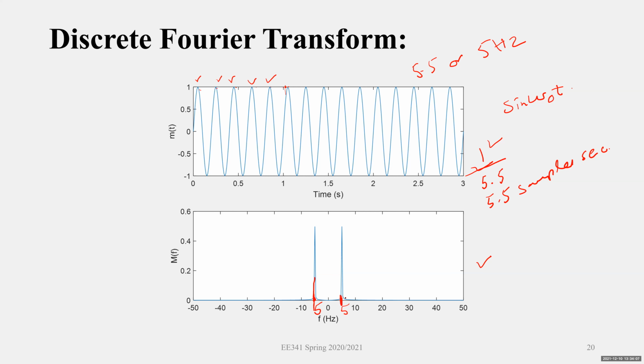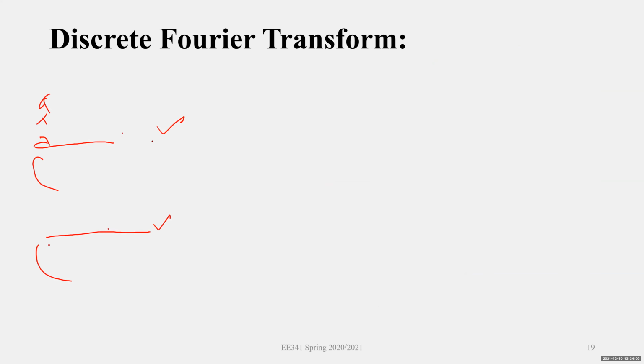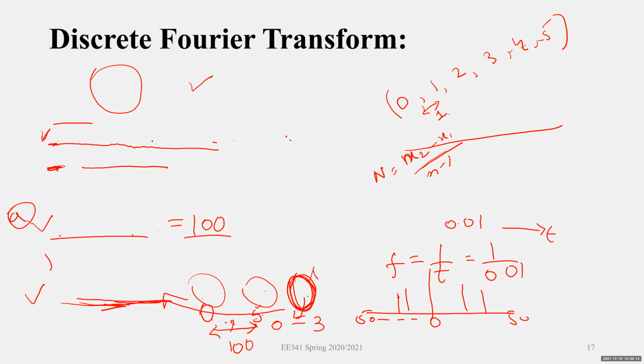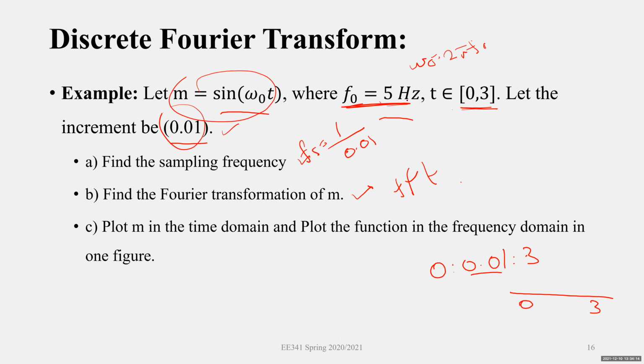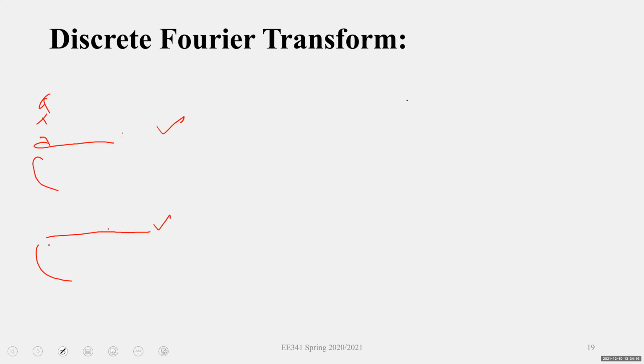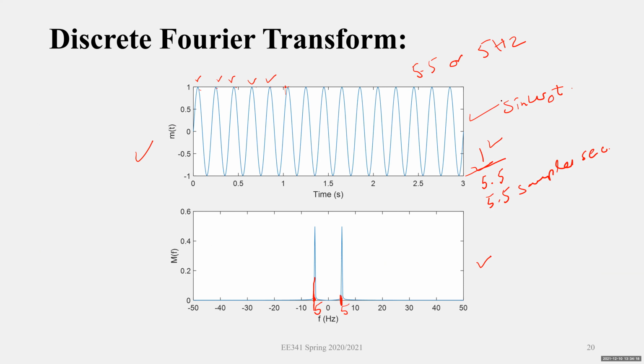So this middle point 5 is my frequency. Okay, so you can verify this with your question also, that the frequency of the signal is 5 hertz, and these waveforms also give you the same frequency. Okay, so that's it.